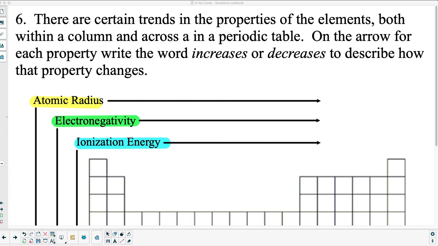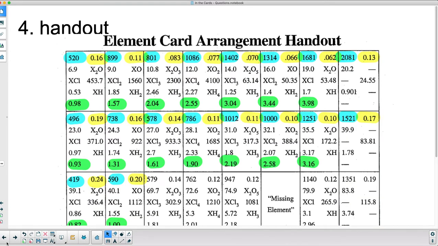The reason why I did this is so we can flip back to the handout that you guys have seen before, and I have them color-coded so we know what we're looking at. In the yellow is atomic radius. Now when I look at atomic radius, what I see is that 0.16 going across the periodic table, it looks like the atomic radius actually gets less. So if it gets less, then that would be it decreases from left to right.